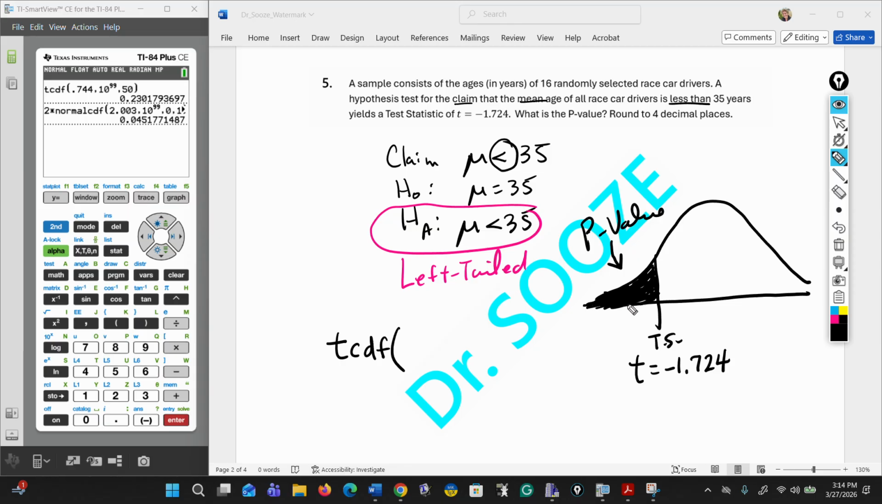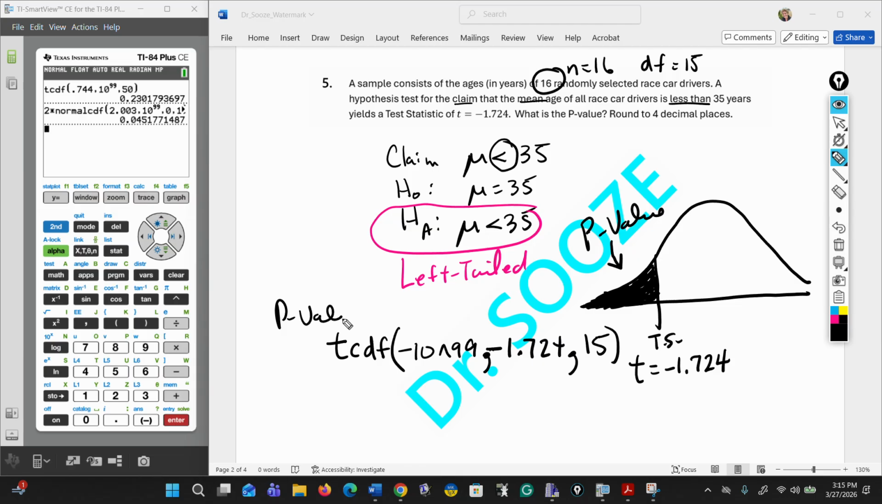And you have to give it a left limit here, a left t-score, and of course that's going out to negative infinity. So I'm just going to give it a really large negative number. Then the right limit here is minus 1.724. And then anytime you're dealing with t-scores, you have to supply the degrees of freedom. So our sample size is 16, so our degrees of freedom are going to be 15. And then that's going to be my p-value.